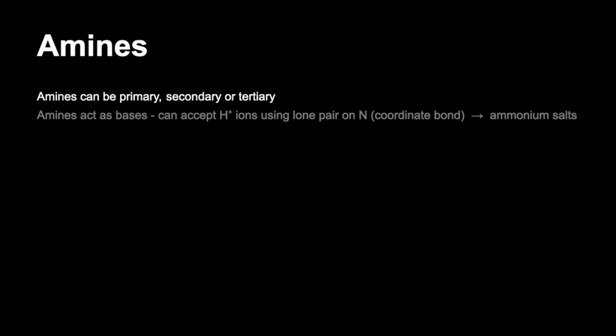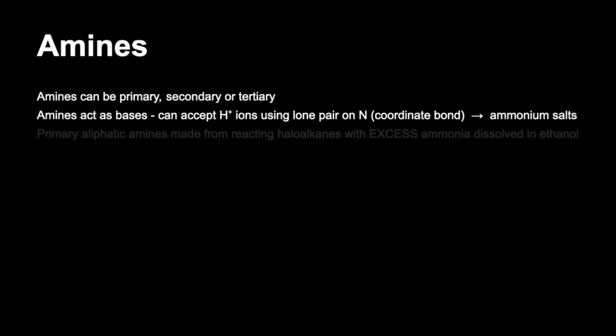We'll look at some nitrogen compounds now. So starting with amines. Amines can be primary, secondary, or tertiary. Amines act as bases, so they accept H+ ions by using the lone pair on the nitrogen, and that's going to form a coordinate bond. The nitrogen's providing both electrons in the covalent bond with the H+ ion, and that generates ammonium salts.